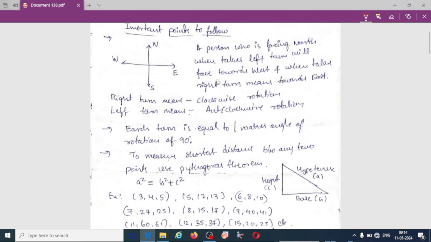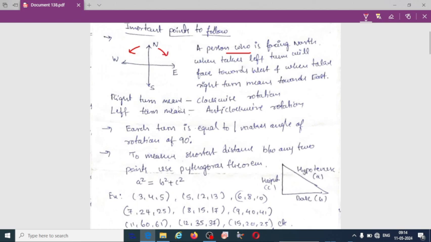Important points you need to follow here if you want to solve the problems related to them. You should know the distance and direction. Direction, usually how we predict: north, south, east and west. So a person who is facing north, when he takes a left turn, will face towards west. Okay. So if we take a left turn, he faces towards west, and when he takes a right turn, it means towards east.